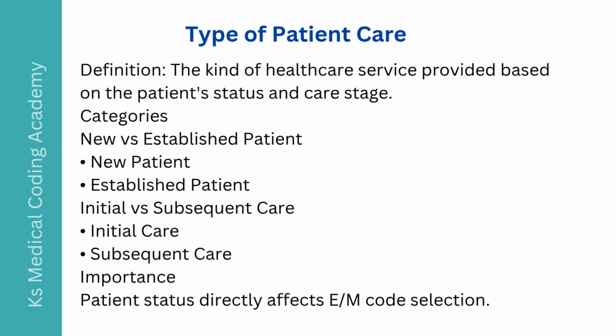Another important factor in EM coding is the type of patient care. Patients may be classified as new or established, and in some settings as initial or subsequent care patients. Patient status is important because different CPT code ranges may apply depending on the type of encounter. Therefore, coders should always identify the patient's status before selecting an EM code.